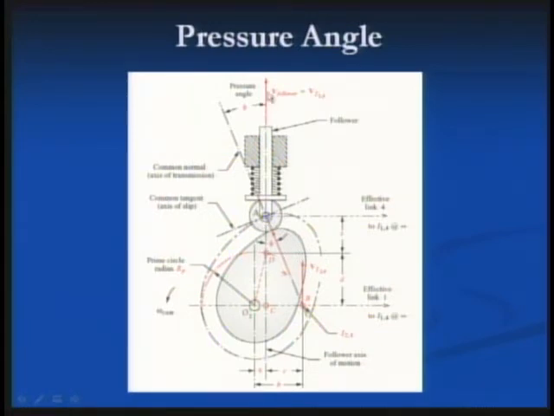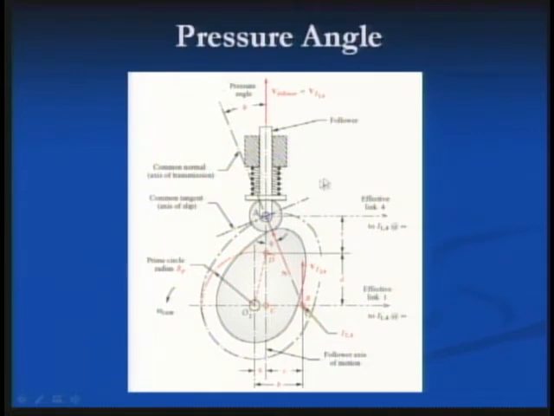Pressure angle is defined, as you can read about in Chapter 8, as the angle between the direction of motion of the follower and the direction of the force being applied by the cam to the follower. That force is always along a line called the common normal, or the axis of transmission. That line is perpendicular to the axis of slip. The axis of slip is also called the common tangent, which describes exactly what it is. It's the line which is tangent simultaneously to the cam and the follower.